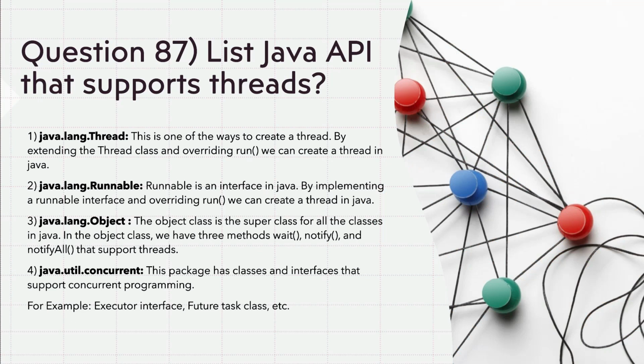3. java.lang.Object. The Object class is the superclass for all the classes in Java. In the Object class, we have three methods: wait, notify, and notifyAll that support threads. 4. java.util.concurrent. This package has classes and interfaces that support concurrent programming. For example, Executor interface, FutureTask class, etc.